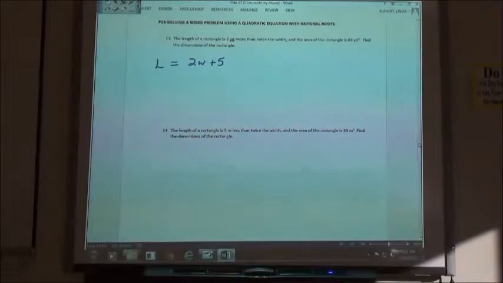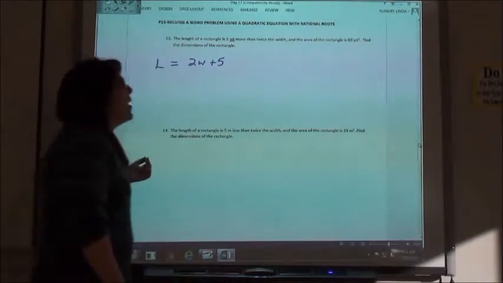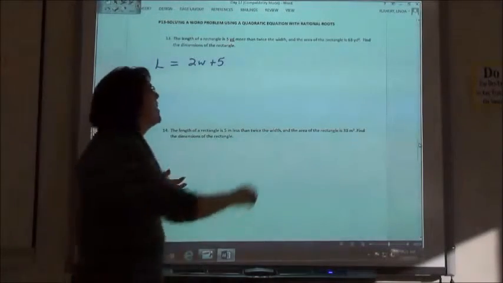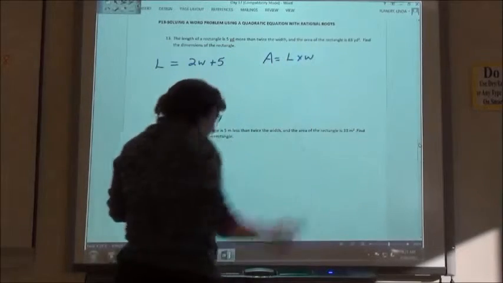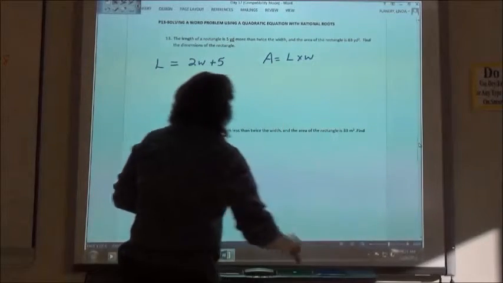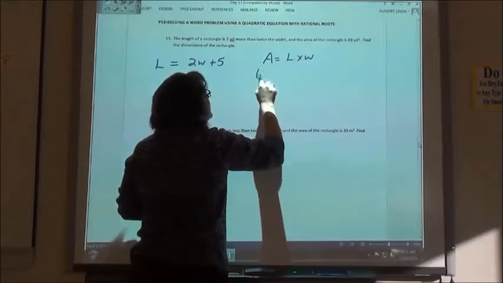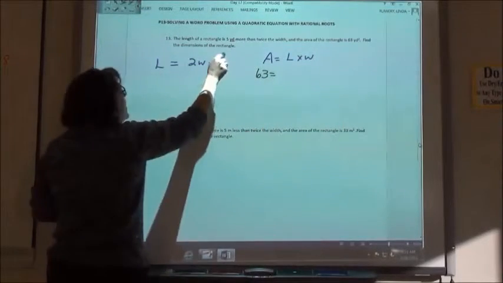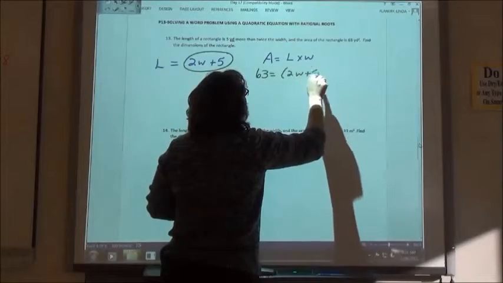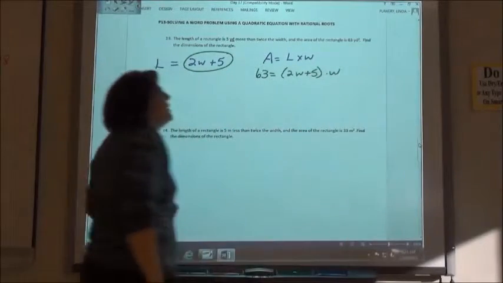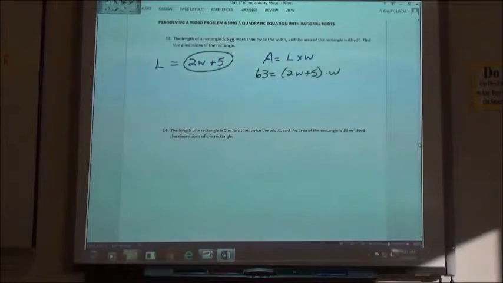It says the area of my rectangle is 63 yards squared. So I've got to think about the formula for area. Area is length times width, right? So I know the area is going to be 63, and for the length I'm going to use 2w plus 5 times my w. So 63 is going to equal 2w plus 5 times w.